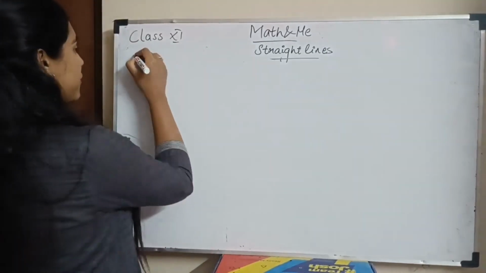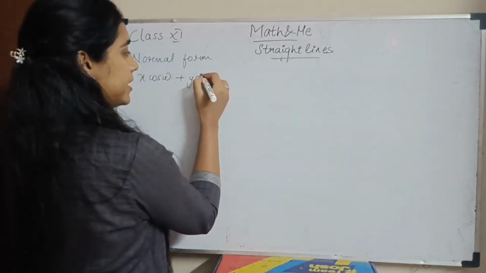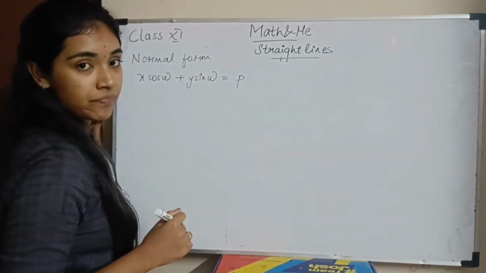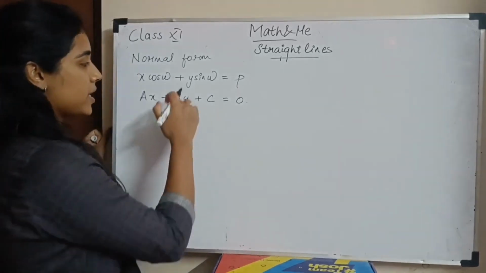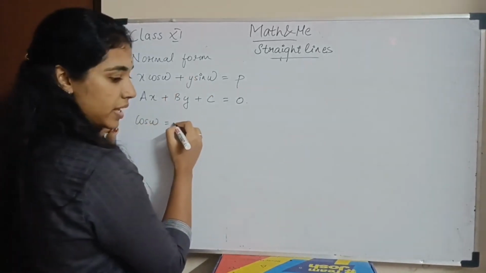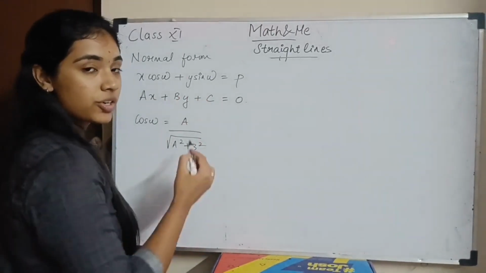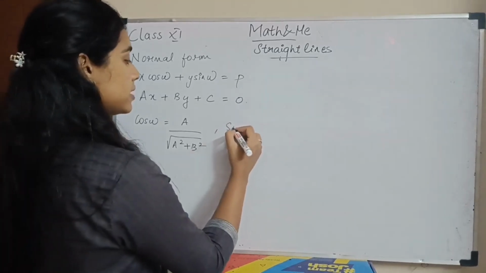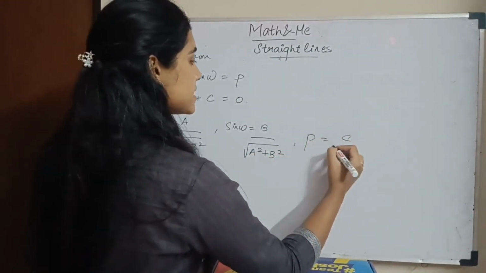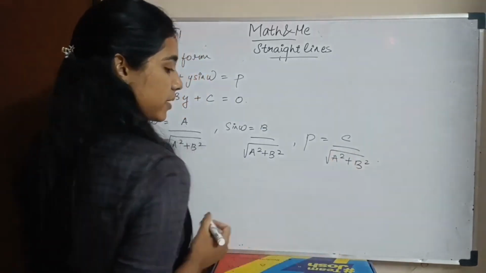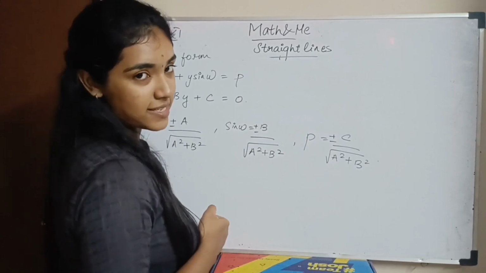Okay? So we have learned the normal form. What is the normal form? x cos omega plus y sin omega equals p. Right? So when you compare this to ax plus by plus c equals 0, how are these two related? cos omega equals a divided by root of a square plus b square. So when you are given this equation and asked to convert it to the normal form, you have to use this relation. Sin omega equals b divided by root of a square plus b square. p equals c divided by root of a square plus b square. So in this case, it's plus or minus and plus or minus. We'll see why when you are solving examples and exercise questions.